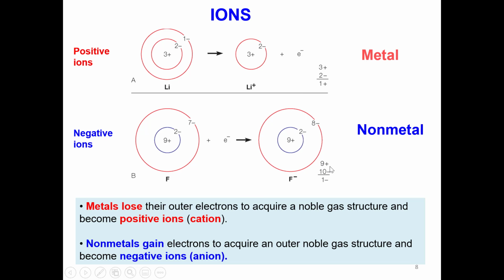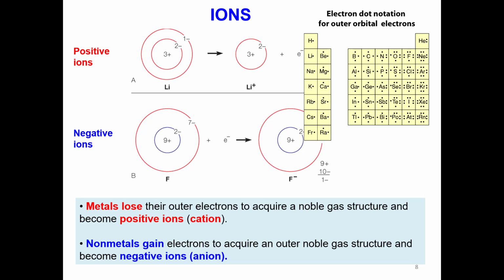In this case, fluorine has 9 protons and 10 electrons. Then the net charge will be negative 1. And this is why fluorine is F minus, or you can write F negative 1. So negative ions have more electrons than protons. And usually nonmetals gain electrons to acquire an outer noble gas structure and become negative ions, or anions.